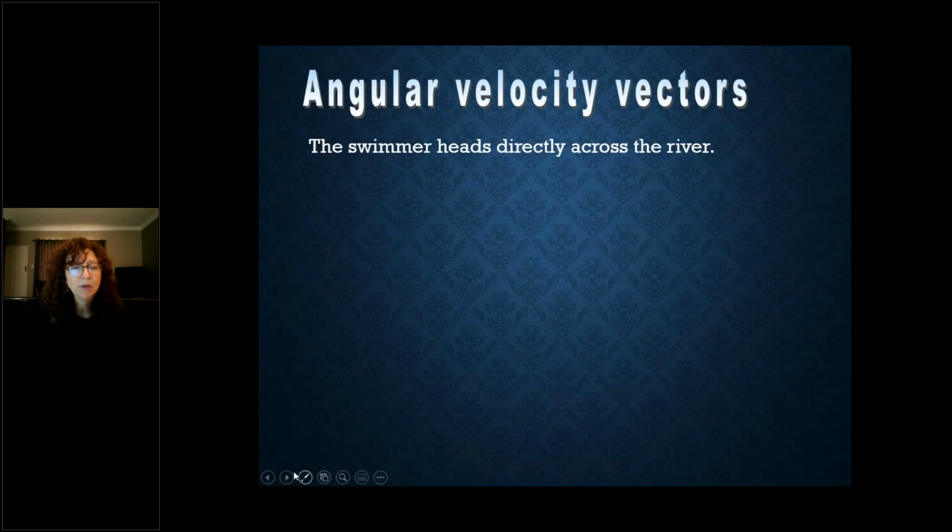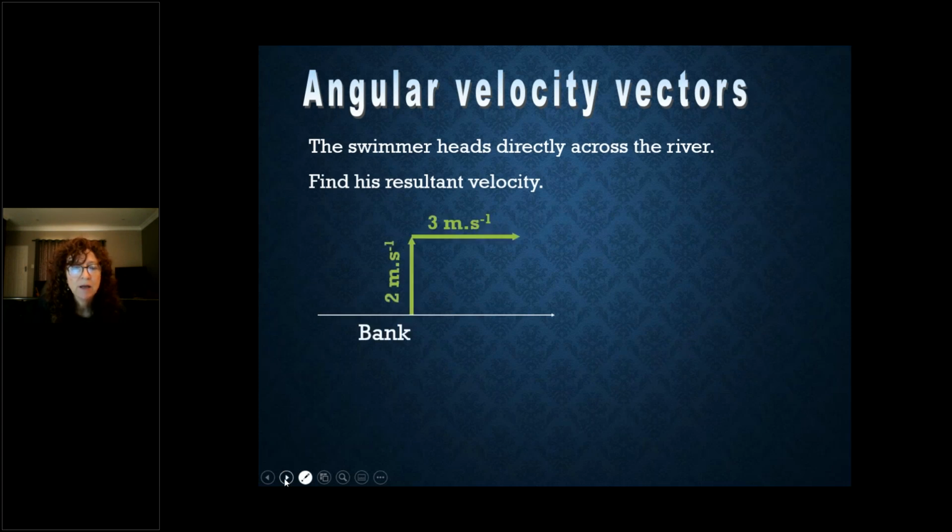For example, you have a swimmer that heads directly across the river, as we did previously. What is his resultant direction or velocity? In this case, the swimmer heads directly across the river and we find his resultant velocity. He swims 2 meters per second, and the flow of the river is 3 meters per second. So where will the swimmer end up?